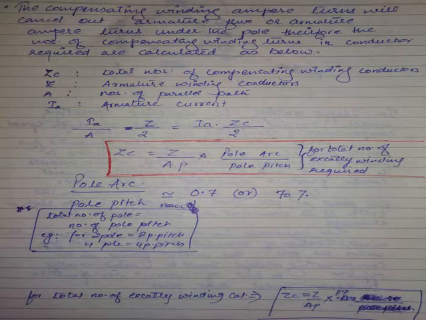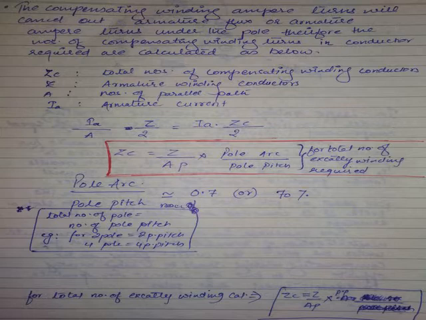If you design the pole shoe up to this point, and if you design the pole shoe up to this point, they should contact. Then only you can say pole arc equal to pole pitch. Yes or no? Because this is pole arc. And what is pole pitch? This point to this point is pole pitch. Here also, this pole and this pole should contact. Then only you can say pole arc equal to pole pitch.